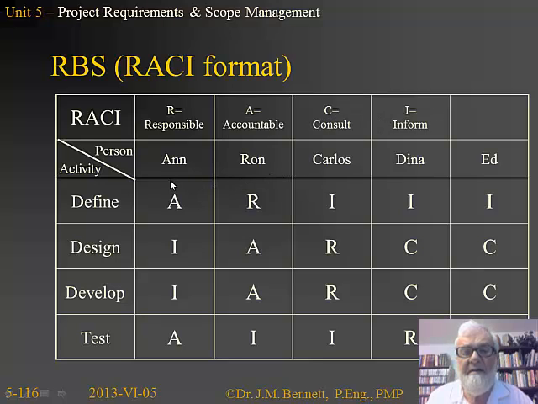The idea here is that suppose we've got 5 people working on the project team, and we take a look at the actual activities. For the definition of the project, Ann is accountable to management for getting that done. Ron is responsible for doing it. Carlos, Dina, and Ed need to know that's being done, so we can consult with them. And so on for each one of these elements. We can see that we're going to have a RACI format for each one. And in fact, it may possibly be a blank if there's no relationship at all, for Ed, for example, to know about the testing.